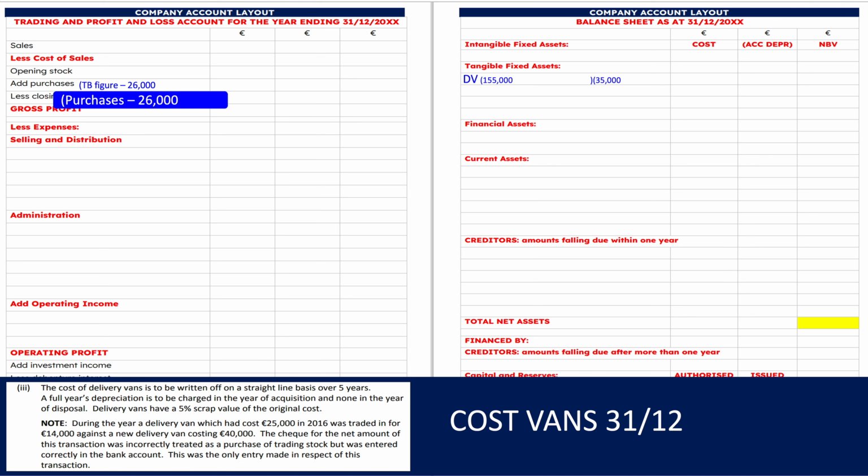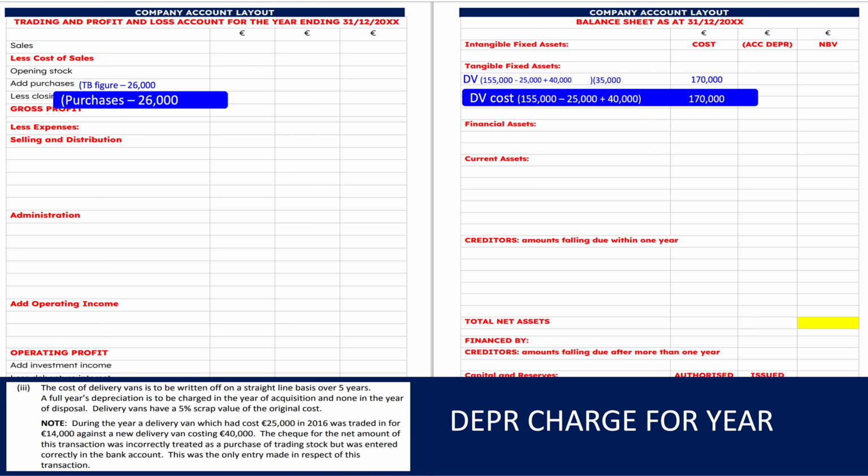Then we get the cost of the vans at the end of the year. So hopefully, you know, they sold a van worth 25 and bought a van worth 40. So 155 minus 25 plus 40 gives us a cost at the end of the year of 170. Then we'll work out the depreciation charge for the year.